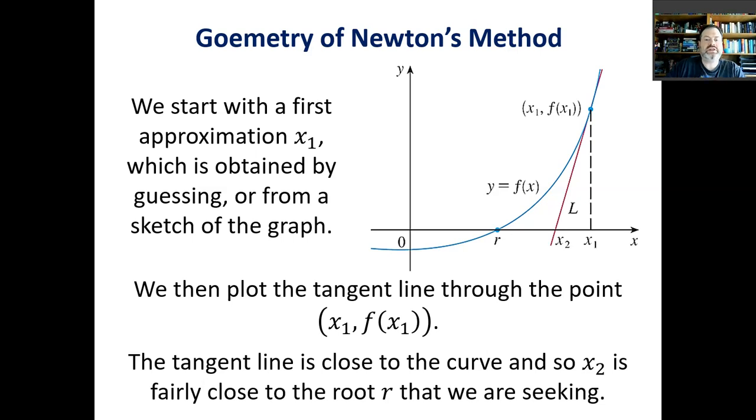Then we plot the tangent line through the point. So here we have a blue function that we're trying to estimate. And the tangent line, if we use our initial guess, x1, go up to the graph, and then come back down the tangent line, it intersects the x-axis closer to r than we started. As long as x2 is closer to r than x1, this algorithm is guaranteed to work.